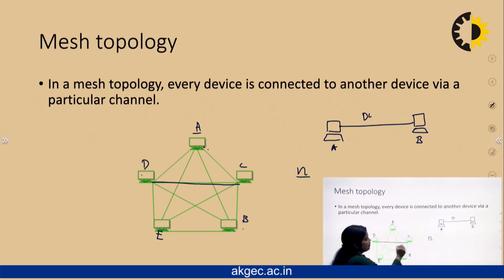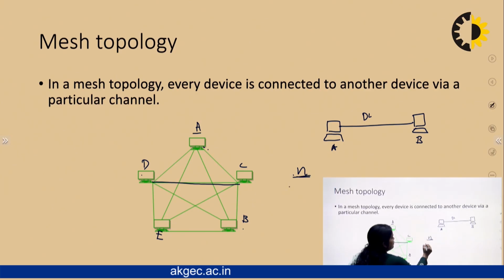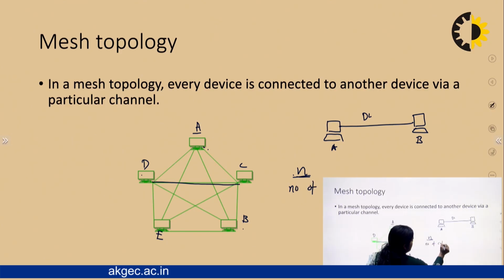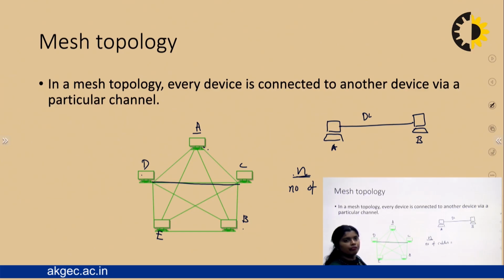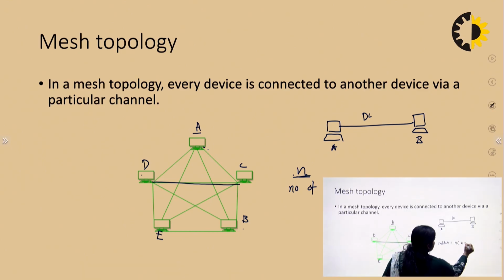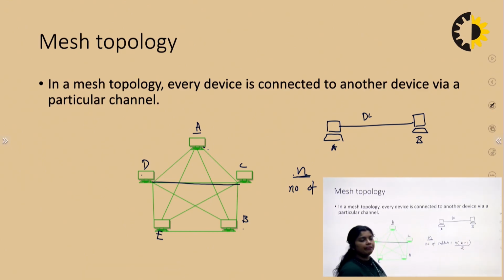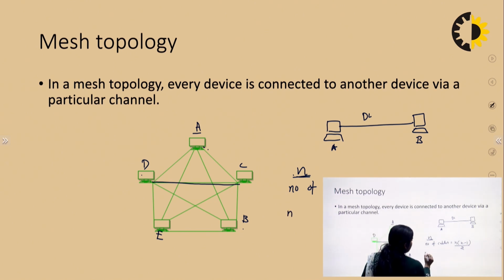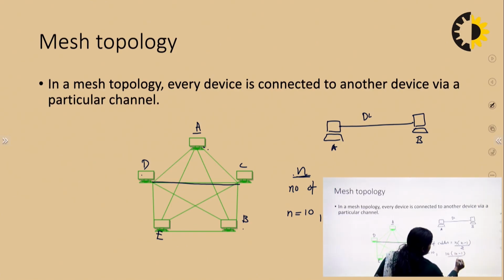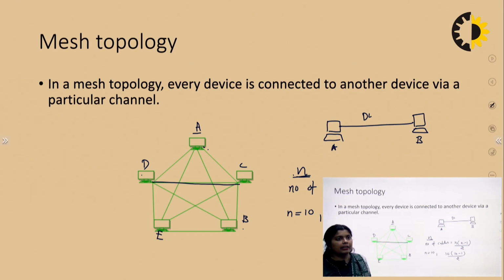If there are n nodes, then in mesh topology the number of cables required for implementation is n into n minus 1 by 2. Suppose I have 10 systems that I want to communicate. If the n value is 10, I need 10 into 10 minus 1 by 2, that is 45 cables. In mesh topology, the number of cables is n into n minus 1 by 2.